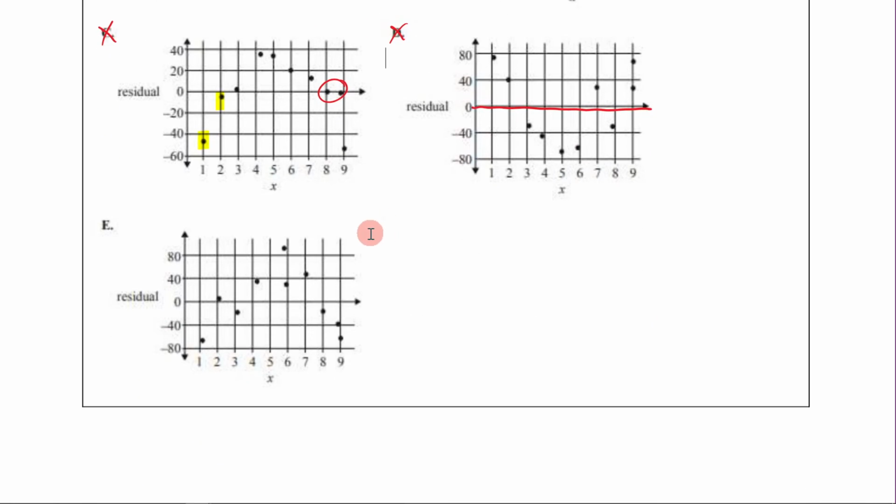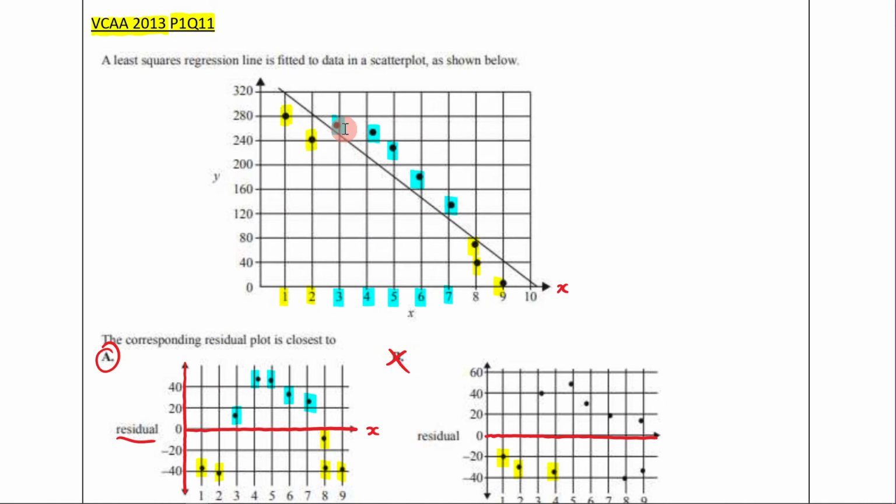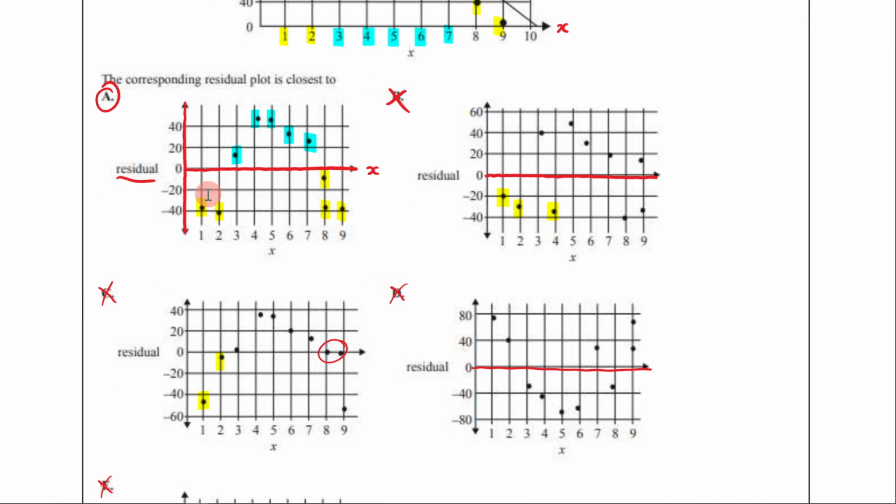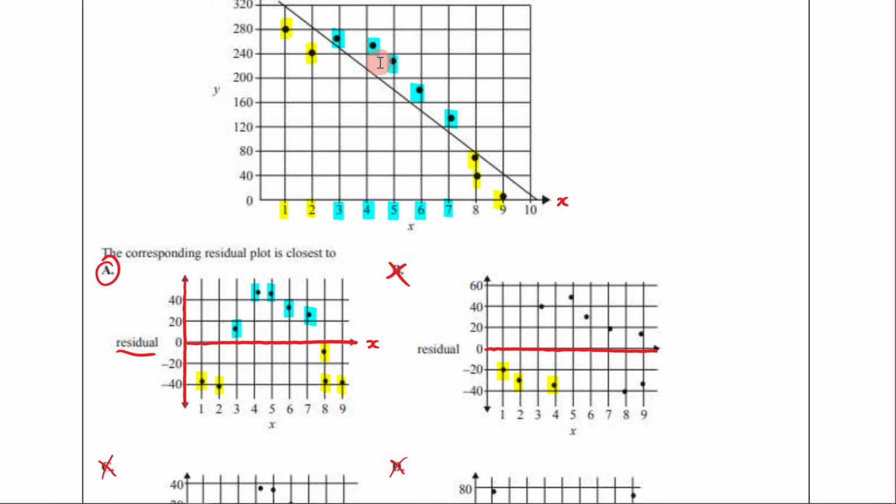Then we come to E. Again, it is helpful, I reckon, just to draw a line there. And as you can see, the third point here is below the line when I know that the third point should be above the line. So that one can be eliminated as well. So a bit of a process of elimination there. A is your correct answer because it matches what we see up here.